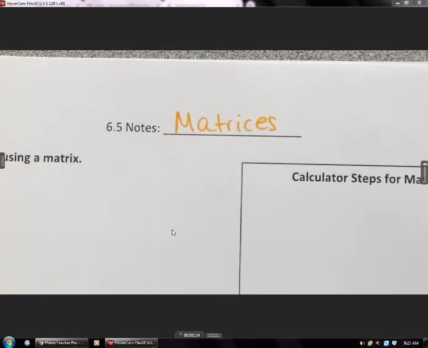That's how you say it. Matrices. These will be very helpful to you on the SAT and on the PSAT because it's a very fast way of solving these systems. It saves you a ton of time. On the final exam, of course, you can use this method.